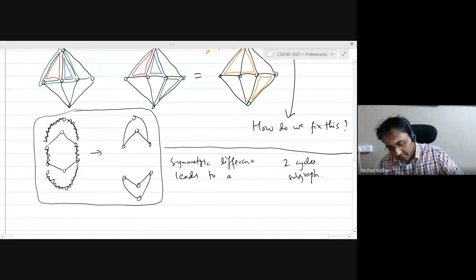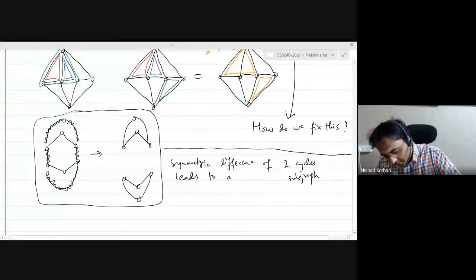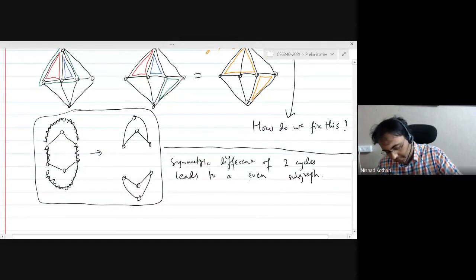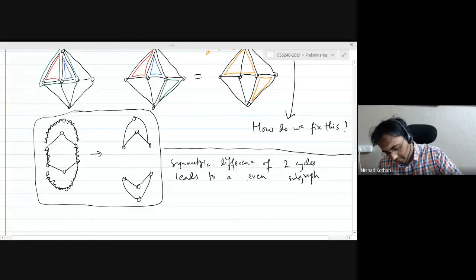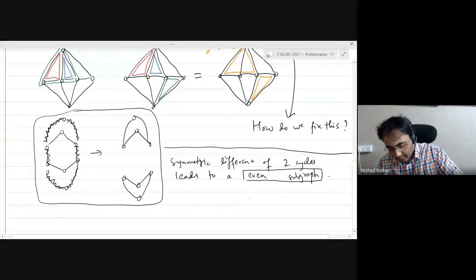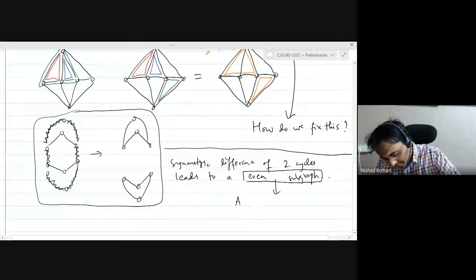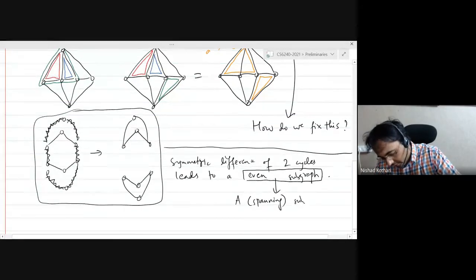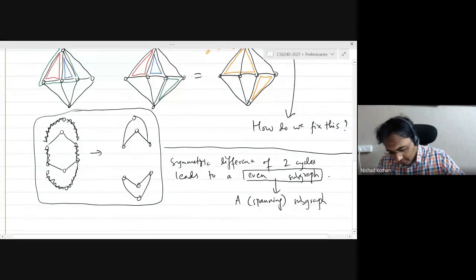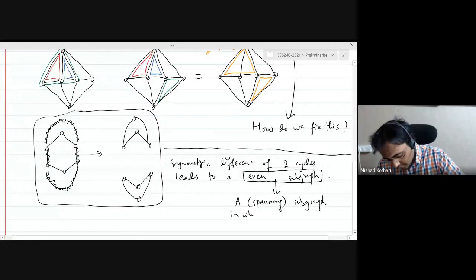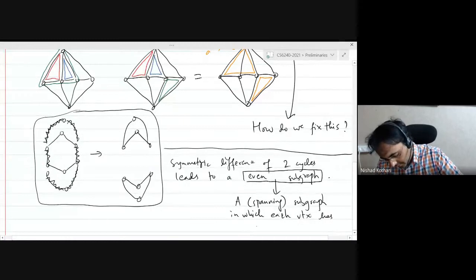So if you take the symmetric difference of two cycles, you will get what is called an even subgraph. In other words, this is a subgraph. I'm going to put a term here, which I'm going to talk about a bit. We are going to get a spanning subgraph in which each vertex has even degree.